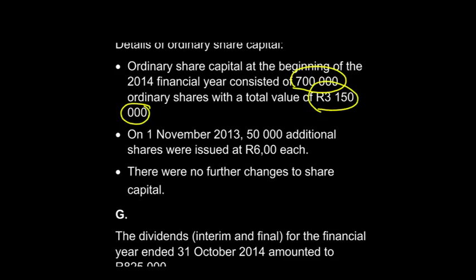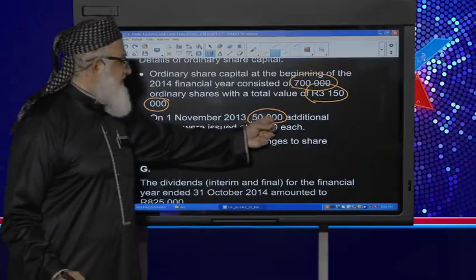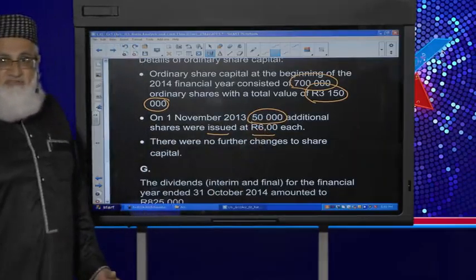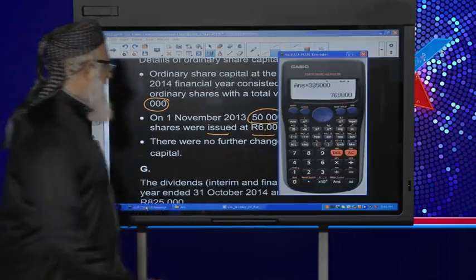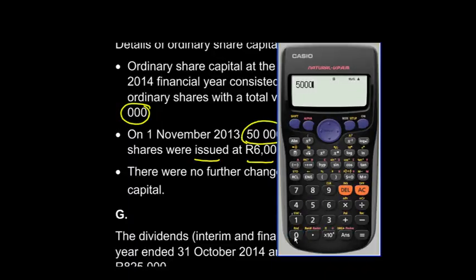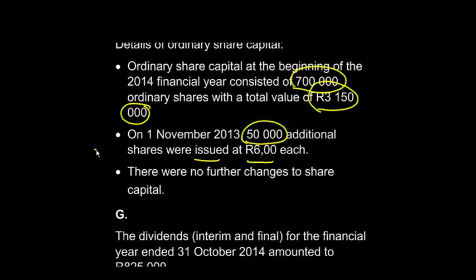What happened? On the 1st of November, 50,000 additional shares were issued at 6 rand. Meaning what? If you take your 50,000 times the 6, it will give you a value of 300,000 rand. What did I do? I took my 50,000, multiplied it by 6 rand to give me a value of 300,000. That's the proceeds of my shares that were sold. Right, now, there were no further changes to share capital.